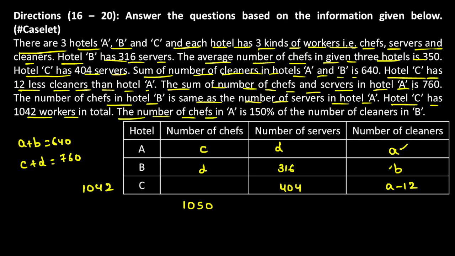Then the number of chefs in A is 150% of the number of cleaners in B. 150% of cleaners in B, which is 1.5. Very good. C is equal to 1.5B. Then, sum of E and A value, right.